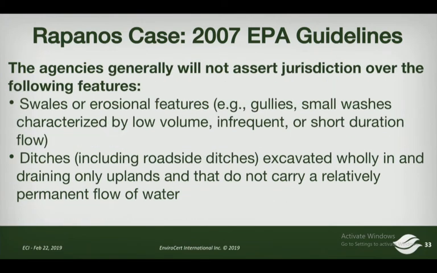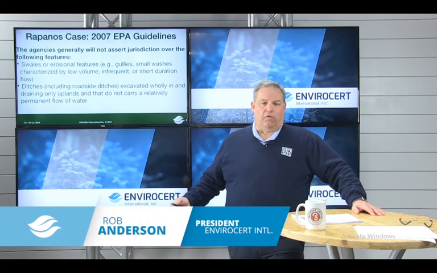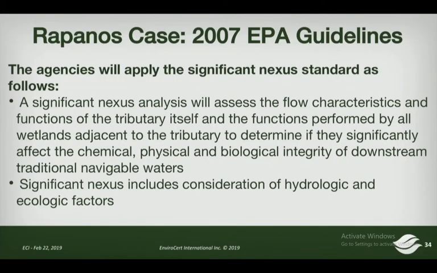The courts and the EPA now start also deciding in 2007 that they're not going to assert jurisdiction over swales or erosional features. They're not going to look at ditches, which includes roadside ditches, whether they're excavated wholly or just in draining of upland areas. The EPA 2007 Rapanos guidelines also showed where they were going to apply jurisdiction.